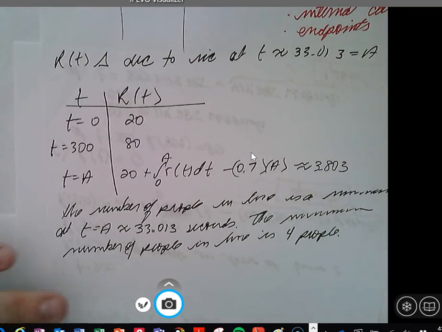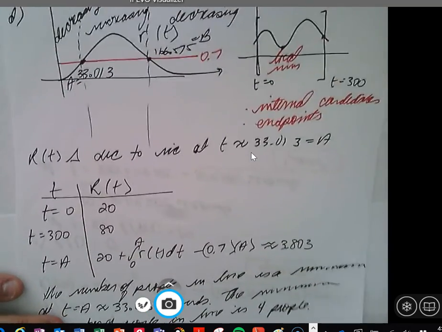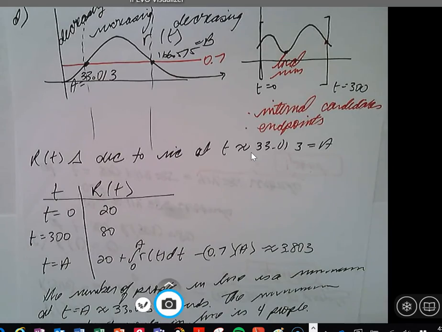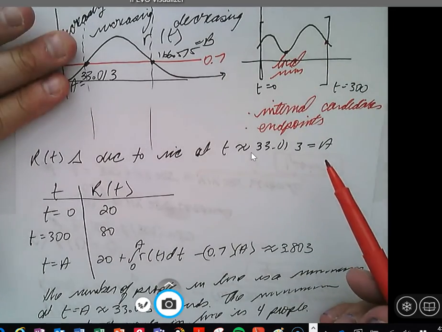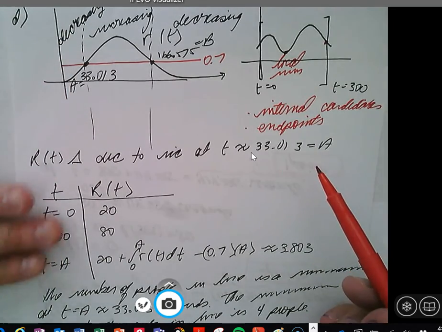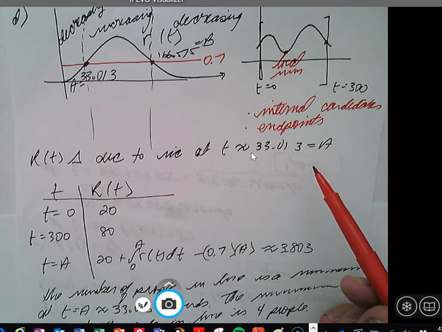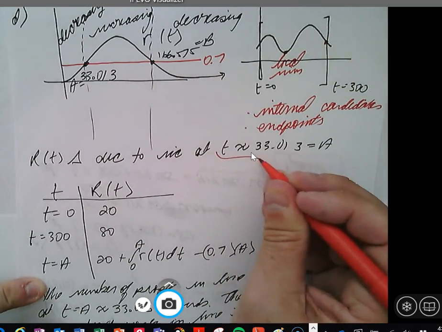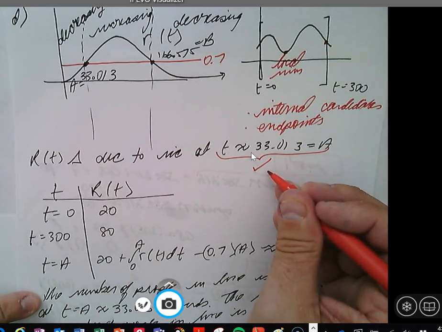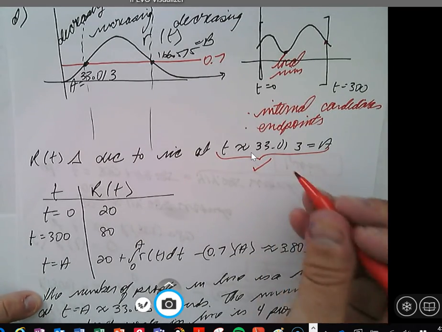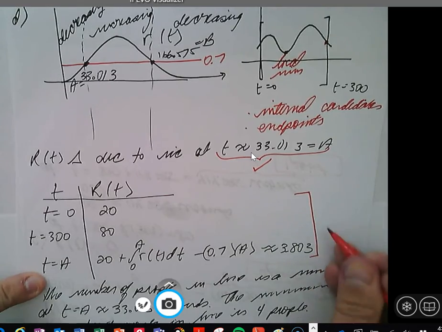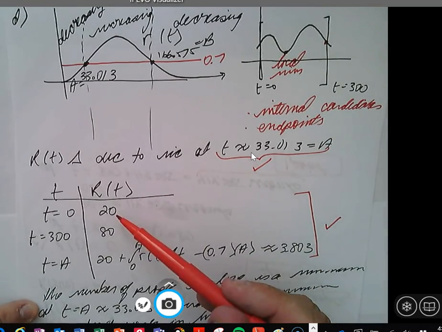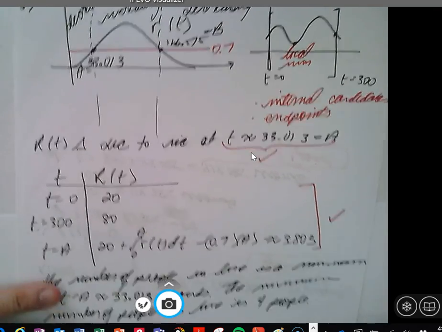Okay, so the scoring rubric is a little different from the way that I went about doing this, but the way I went about doing this is pretty standard. This is the way that we teach it in the AP Calculus class. So I'm going to say that there is 1 point for the identification of 33.013. College Board and I agree on that. There is 1 point for these answers that we determined, the number of people at each of the endpoints, the number of people at time A.